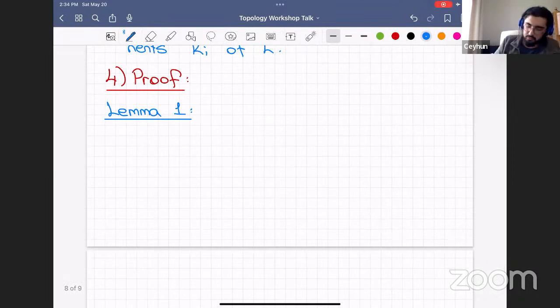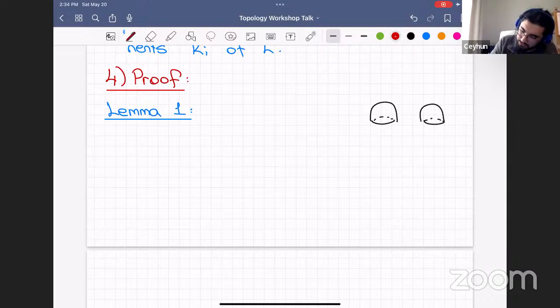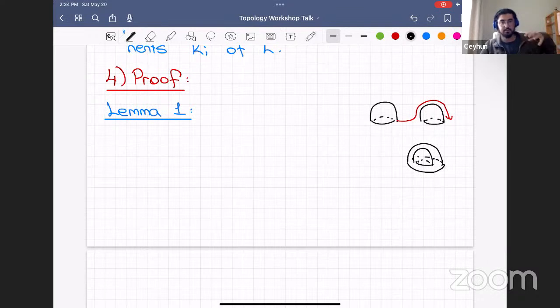I will not be able to prove these because I don't have time. When we have two handles, we have a handle here and another handle here. We can slide this handle over the other one to get something like this. So we're sliding one onto the other.